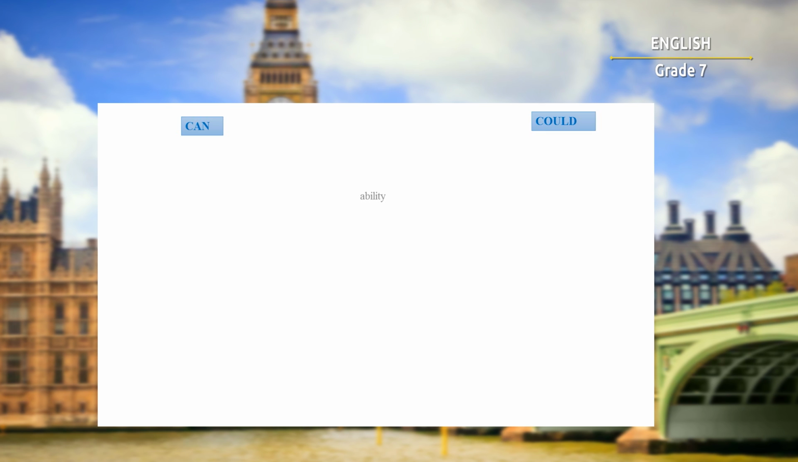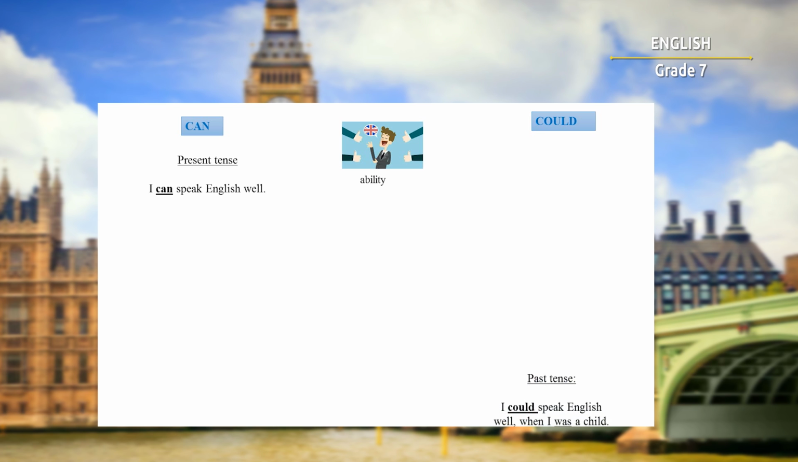When do we use can and could? For example, as we remember, can and could express ability. We use can in present tense. For example, I can speak English well. We use could in the past. For example, I could speak English well when I was a child.